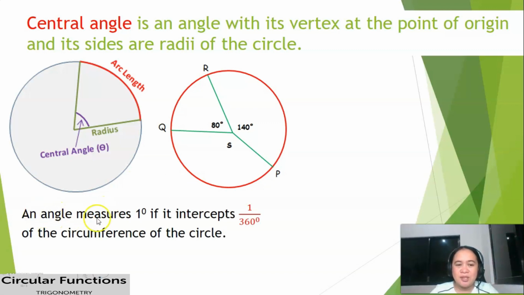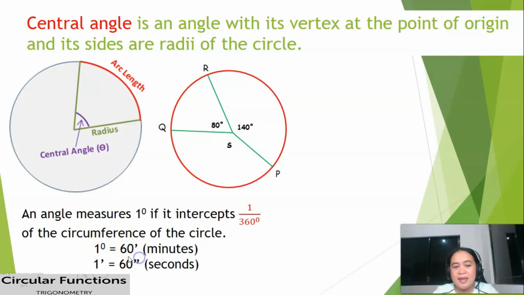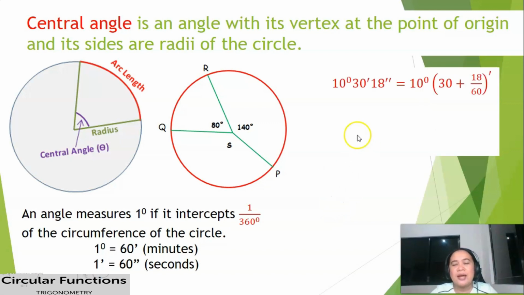Now, take note, a central angle measures 1 degree if it intercepts 1/360 of the circumference of the circle. Also, 1 degree is 60 minutes and 1 minute is equivalent to 60 seconds. An angle measure could be in degree, minute, and seconds form. Now, let's convert this to degree form.